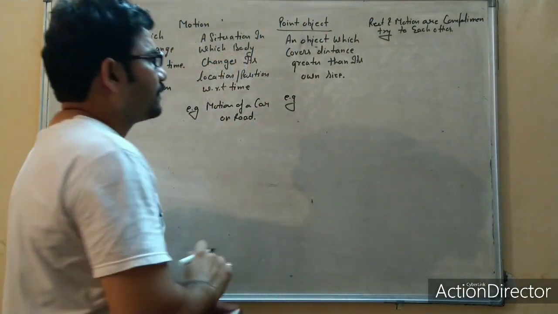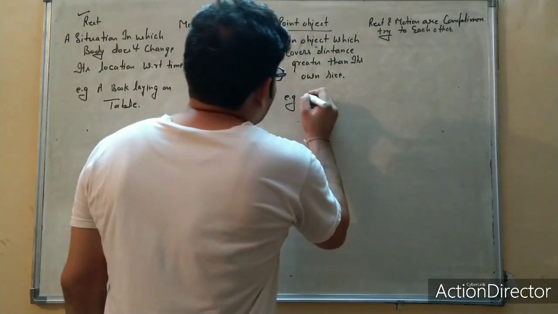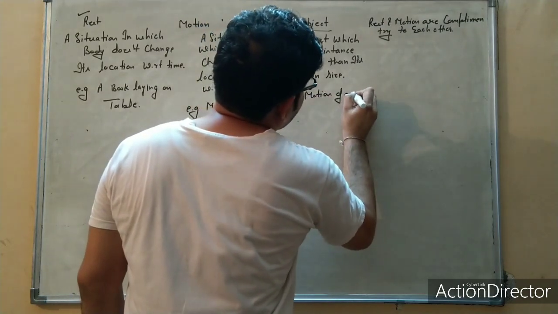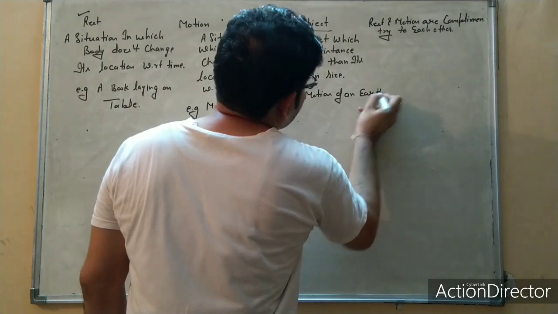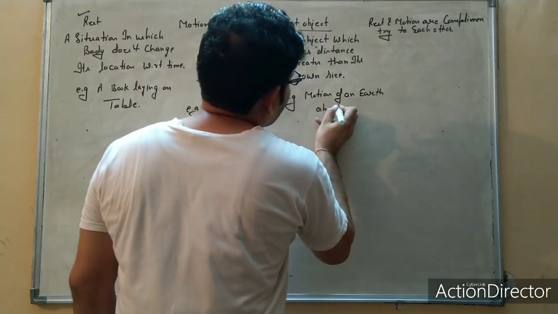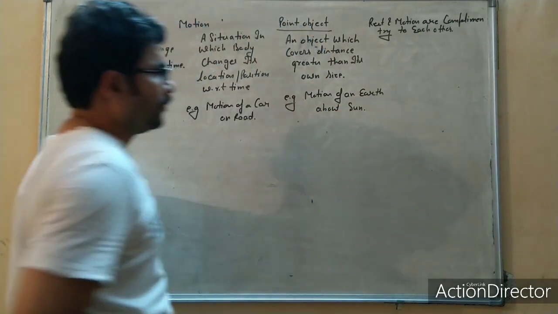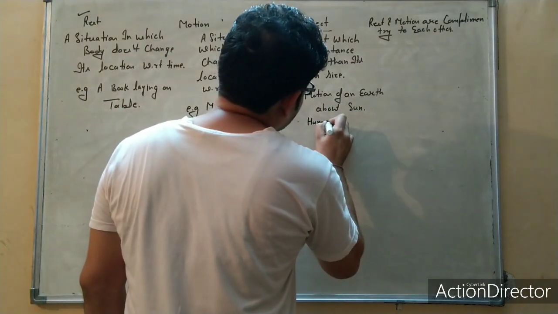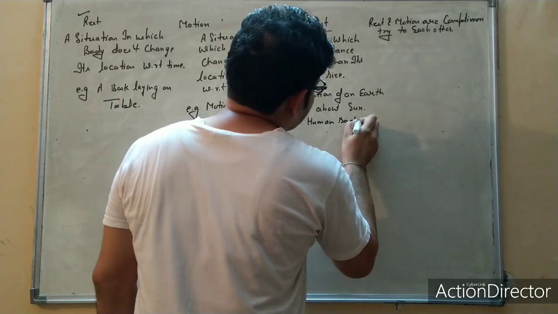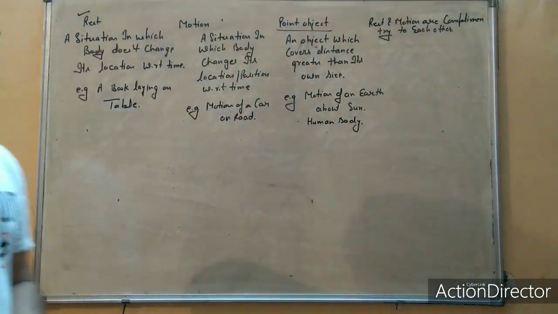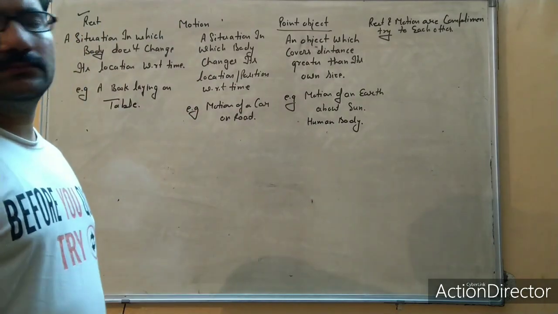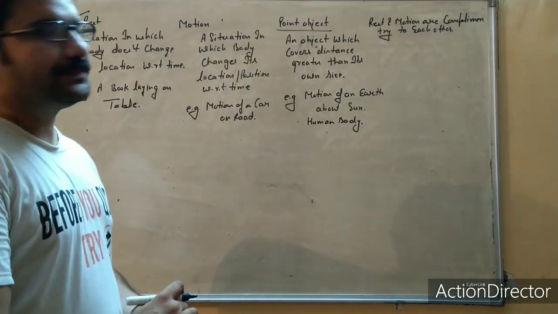Example, motion of an earth about sun. Human body is also an example of point object. There are many lots of examples regarding point object you can give.